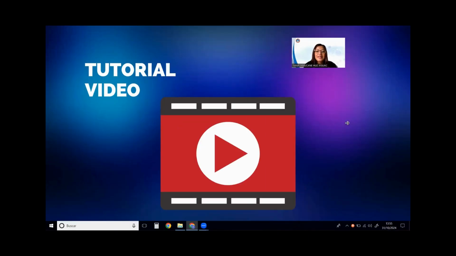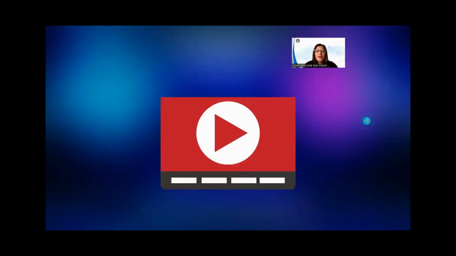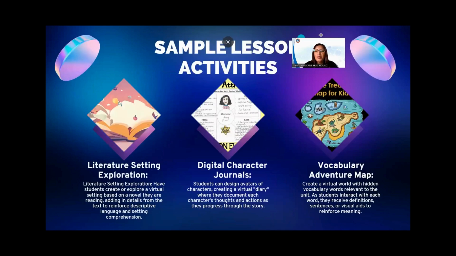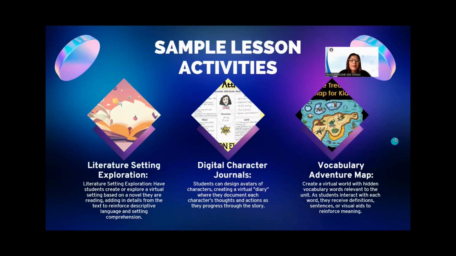Okay, so you have seen that in the video we showed how to use Cospace. Now let's see how it's going to be working on a sample lesson activity. First of all, we have to see that it's going to be helpful into the interaction of literature setting exploration. For example, have students create or explore a virtual setting based on a novel that they are reading, adding in details from the context and to reinforce this descriptive language and setting comprehension.